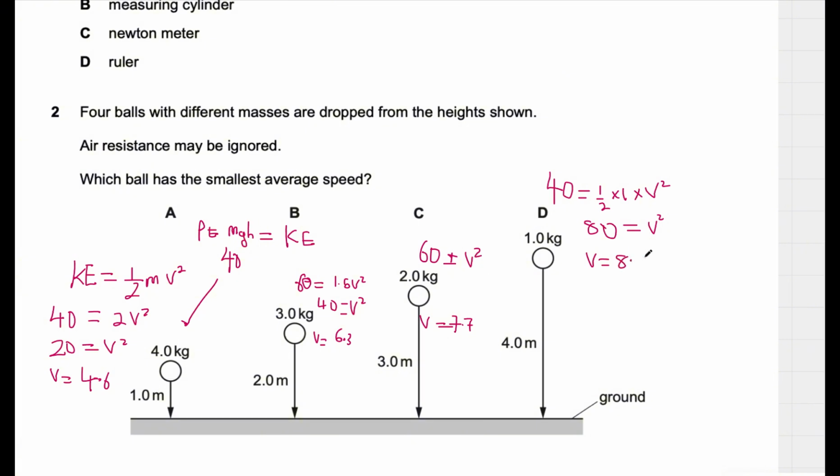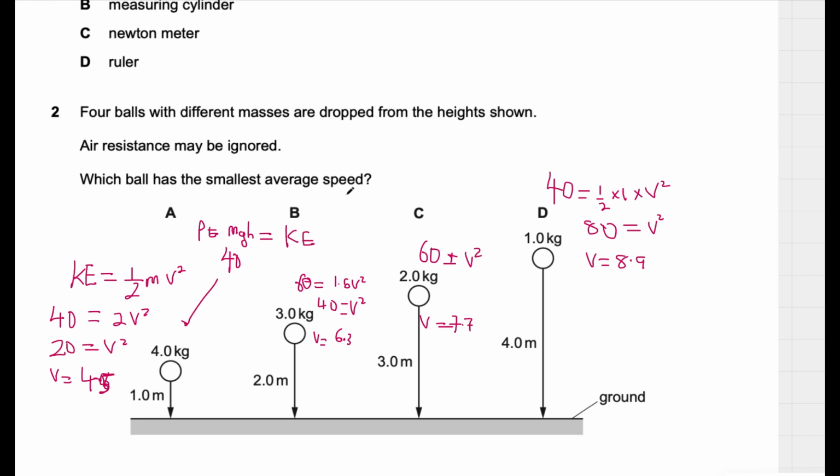So the question says, we've got the speed of this one, the speed of this, the speed of this. And what's the square root of 20? Let's get the actual value for this one. I know it's 4 point something. Square root of 20. We get 4.47, which is 4.5. So approximately 4.5.